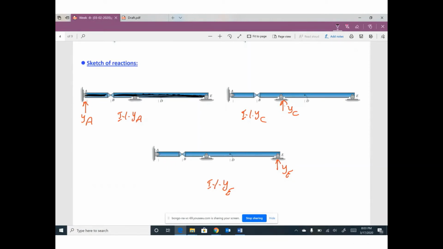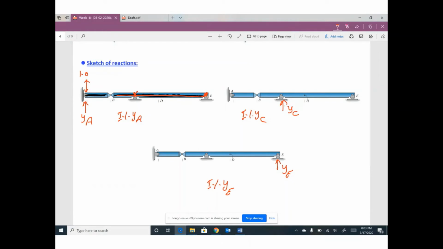Let's start. If you would like to draw influence line for reaction YE, push your support E up by 1. Any other support, keep it as it is. So this one will remain at the same position. This one will remain at the same position. Can you draw the new shape of the beam? Yeah, I can. Remember, this part must be one unit.